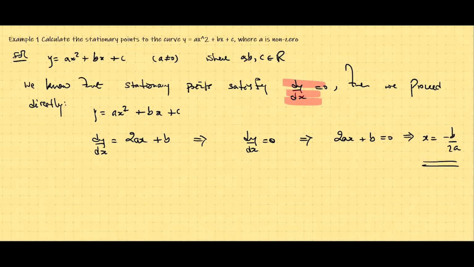Now, this is our x value of our stationary point. And because we only have one solution for x in this case, there's only one stationary point. So let's work out the y value for our stationary point. The relationship between x and y is given by our equation of the curve. So we're going to go back to that and replace x with minus b over 2a everywhere. And then we'll just simplify and see what we end up with.